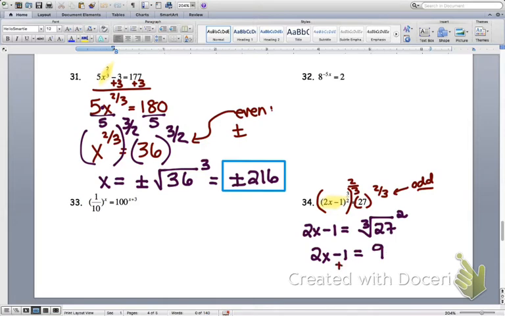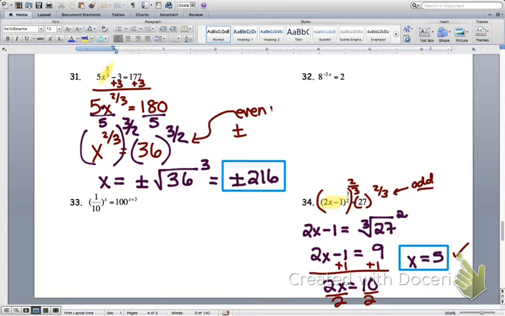And then it's just your regular two-step equation from here. Add 1 to both sides, and then divide both sides by 2. We get a solution of x is equal to 5. And if you check it to make sure it's not extraneous, it does work. I'm not going to show that step, but when you check it back in, it works.